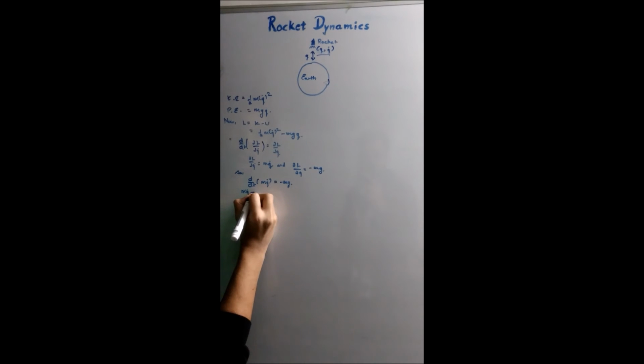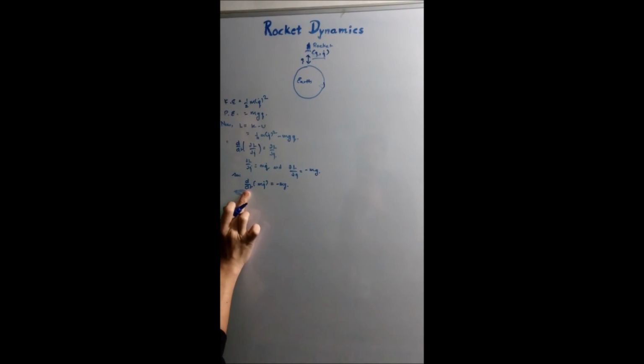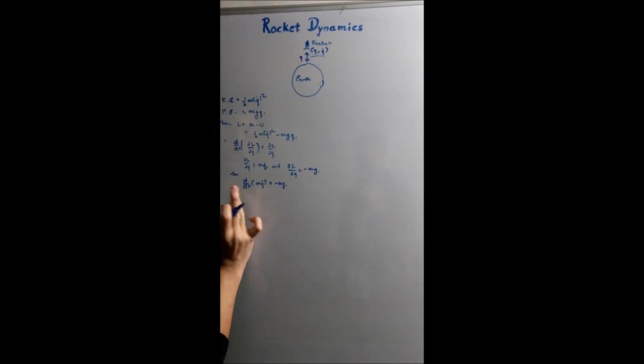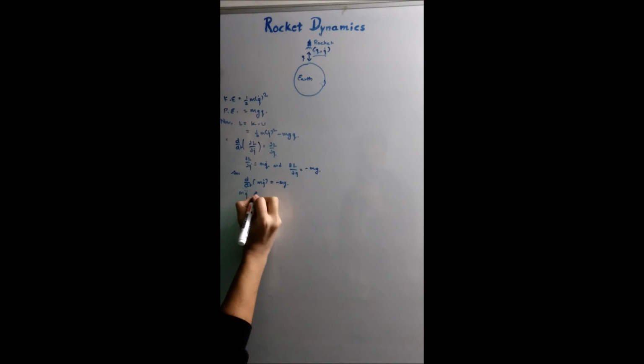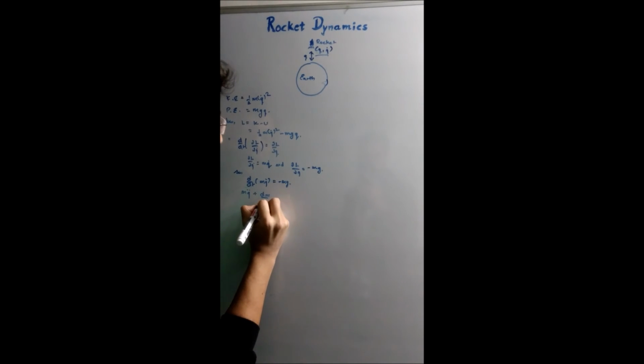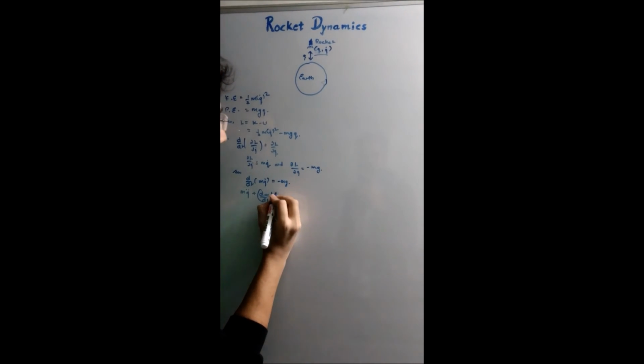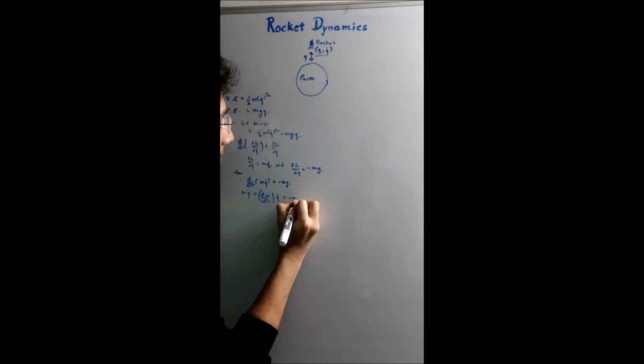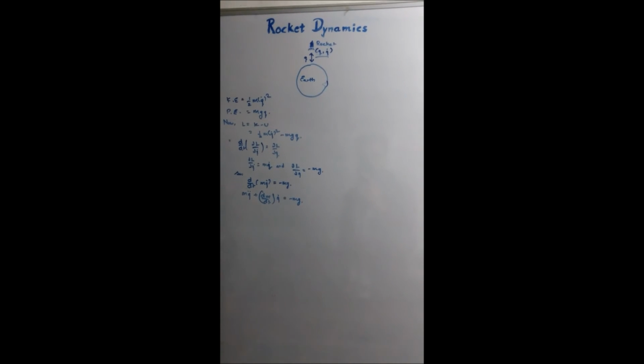Then m q double dot, which is the twice differentiation of q, plus dm/dt into q dot equals -mg. This is the Lagrangian equation.